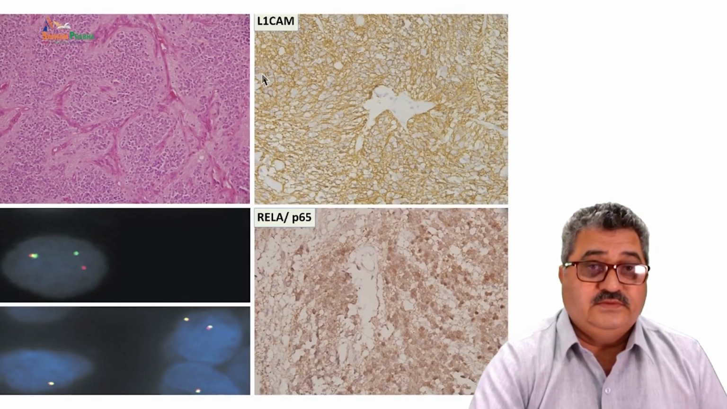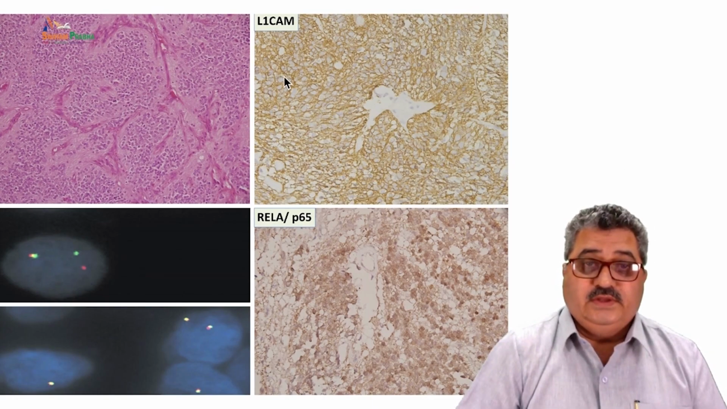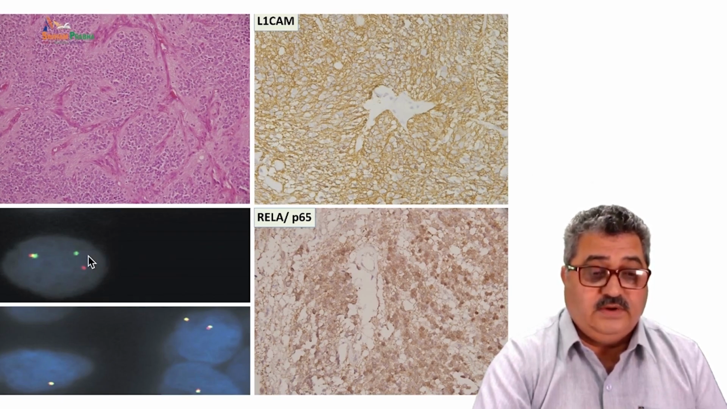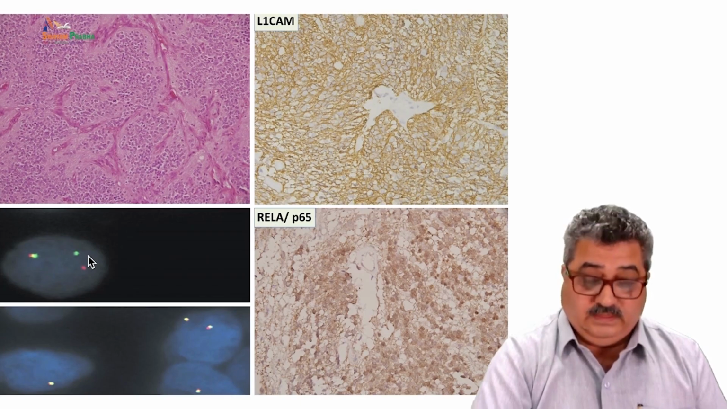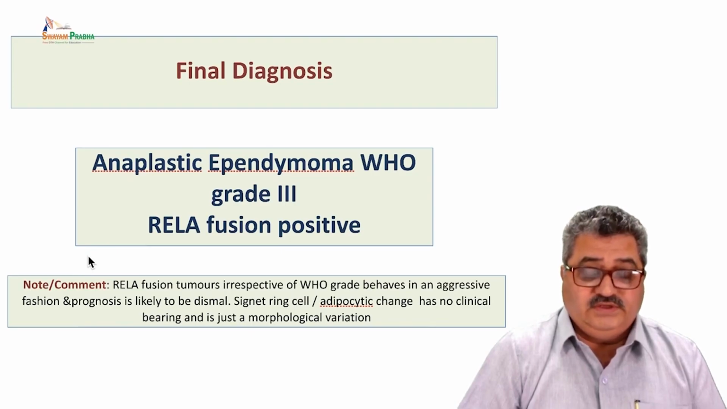This is another case of RELA fusion. This is a very thin-walled vascular channel. Now there are surrogate markers for the RELA fusion, which are L1CAM or the p65 NF-kappaB pathway. But the best is FISH. One can demonstrate the break apart. One can use break-apart probes, and one can diagnose these cases as RELA fusion. Now these surrogate markers are equally good, but FISH is the best.